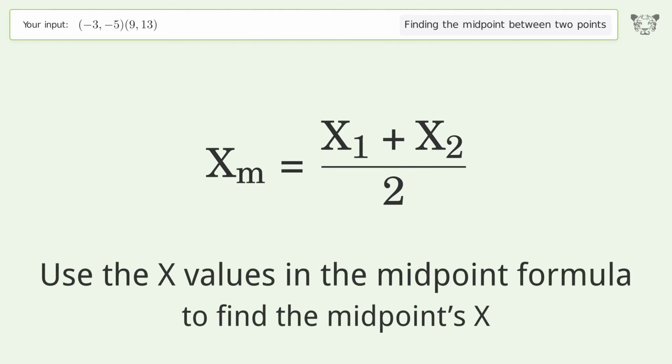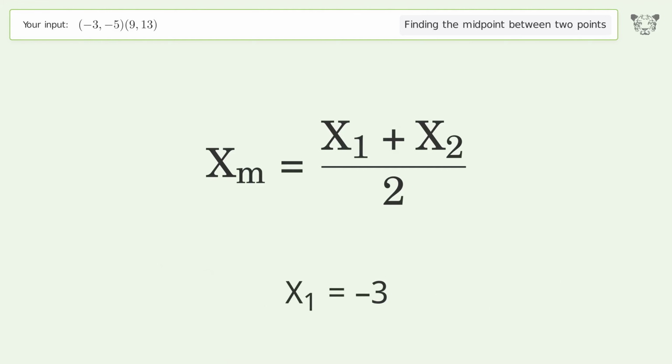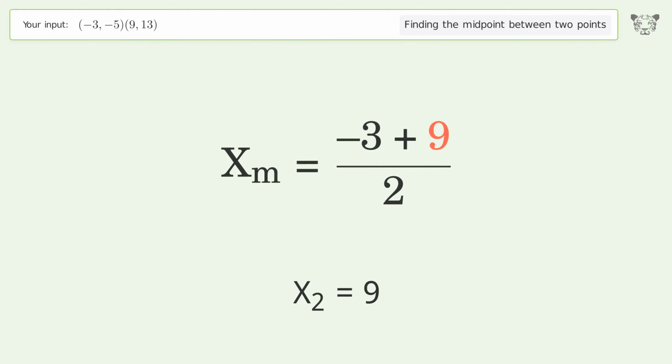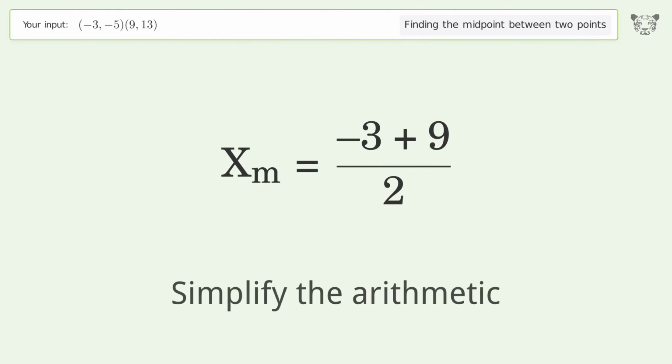Use the x values in the midpoint formula to find the midpoint's x. x1 equals -3. x2 equals 9. Simplify the arithmetic.